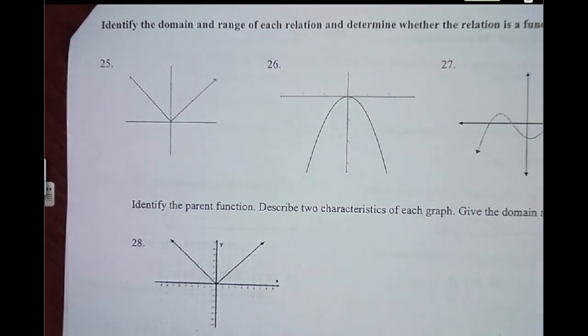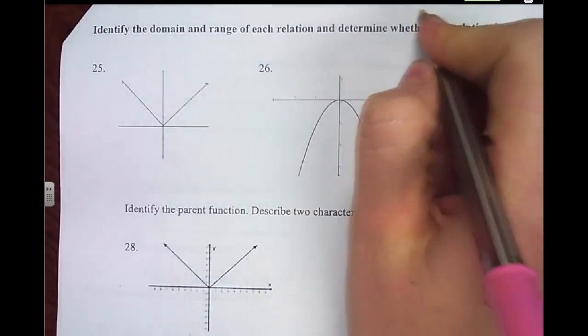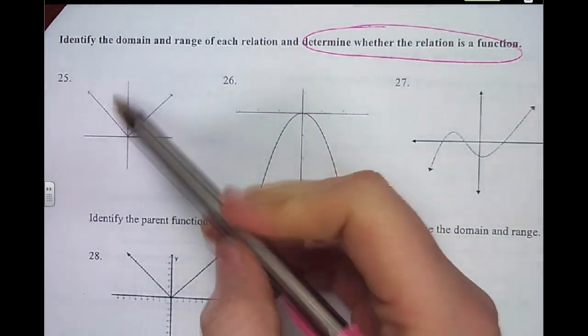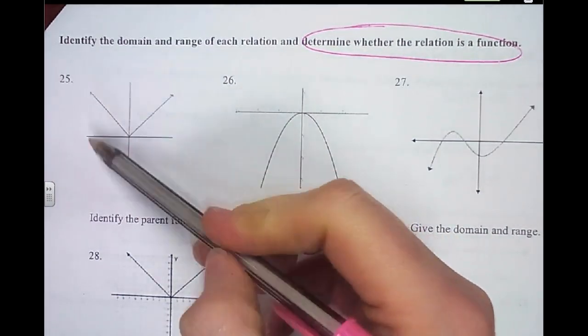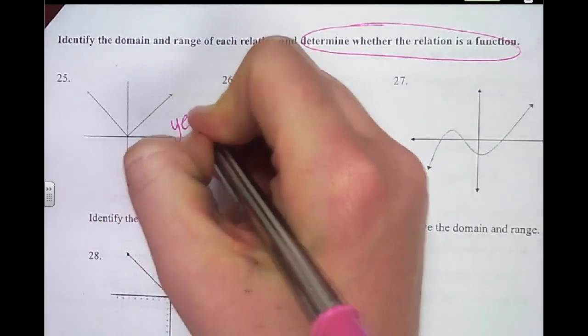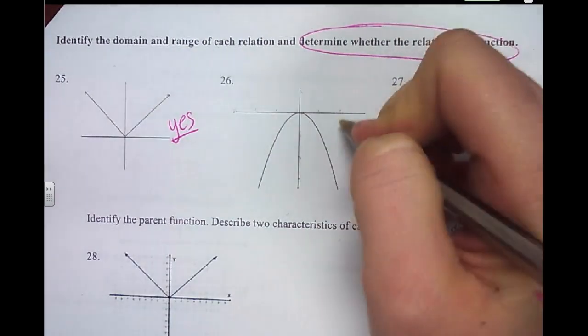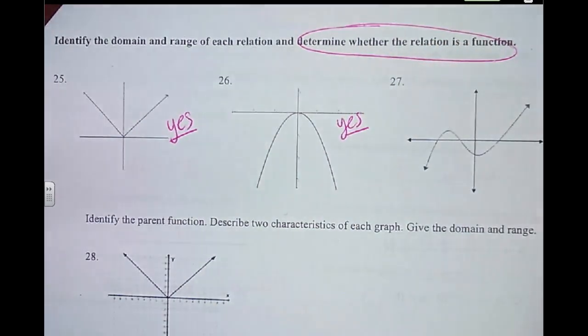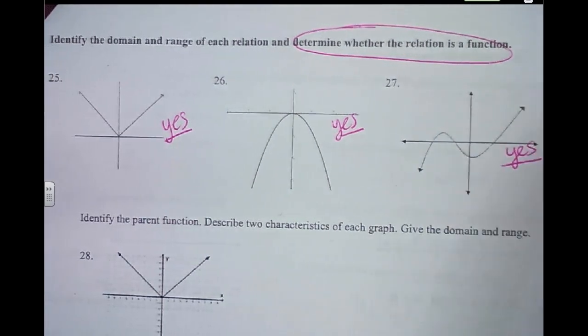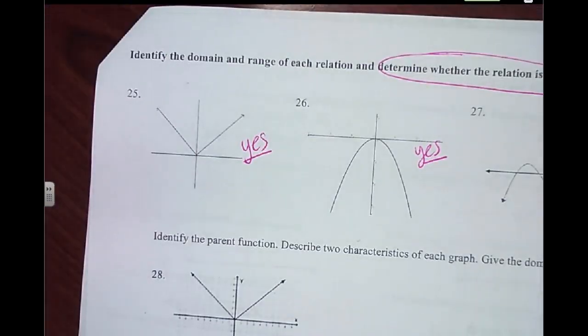Okay, identify the domain and range of each relation and determine whether the relation is a function. So here, let's do this part first. This is just the vertical line test. If you draw a vertical line and it passes through one time anywhere on the graph, it is a function. So this one is a function, this one is a function, and this one is too. They're all functions. Okay, so now let's do domain and range.